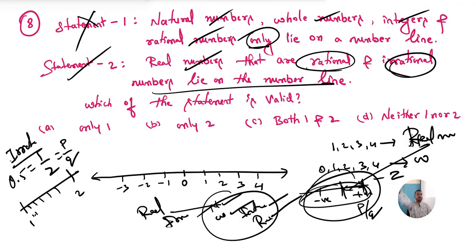इतने जने बेटा हिस्सेदार नंबर लाइन पे. So, which is the correct answer? Option B. Only 2 is the correct answer. Only 2 is the correct answer. How is this? Interesting? Interesting?